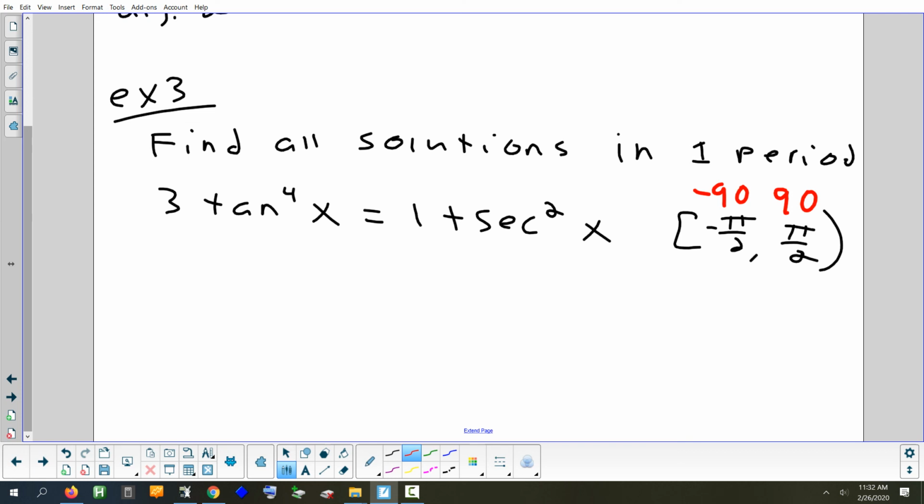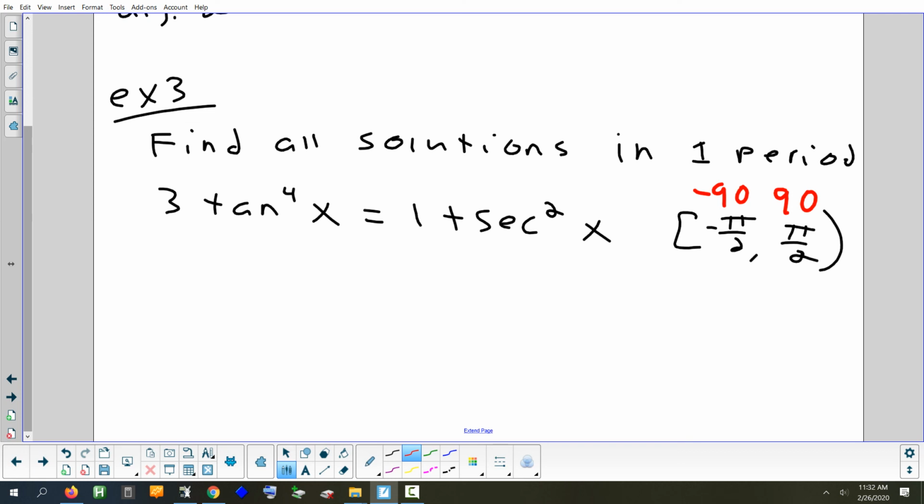So, this could be a quadratic type pattern. One exponent is double the other. It's not a 1 and a 2, it's a 2 and a 4. But it still could be a quadratic type pattern, which means it could be factorable. But if we're going to try to factor it, what do we want to get it equal to first? 0.